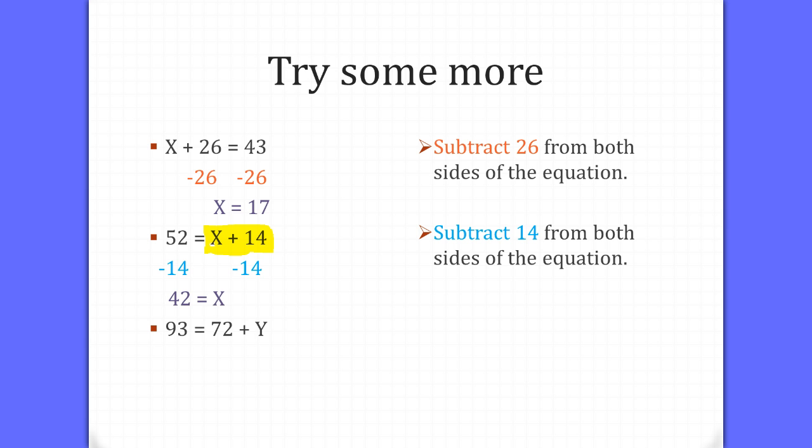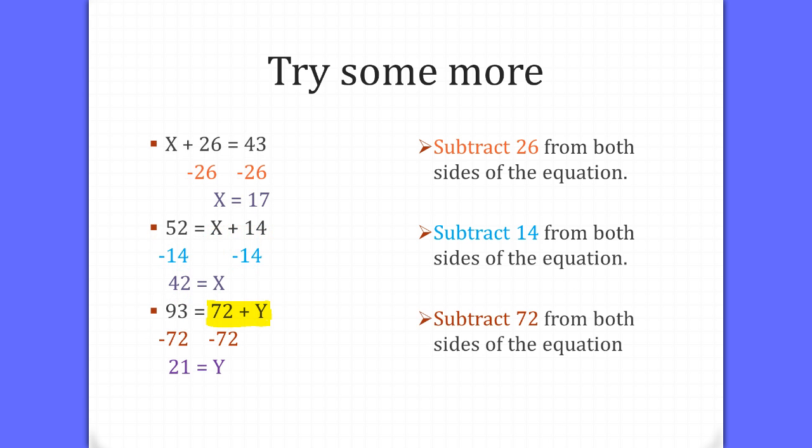The next problem, we have 72 plus y on one side, so the y has had 72 added to it. So we will subtract 72 from both sides of the equation, giving us 21 equals y.